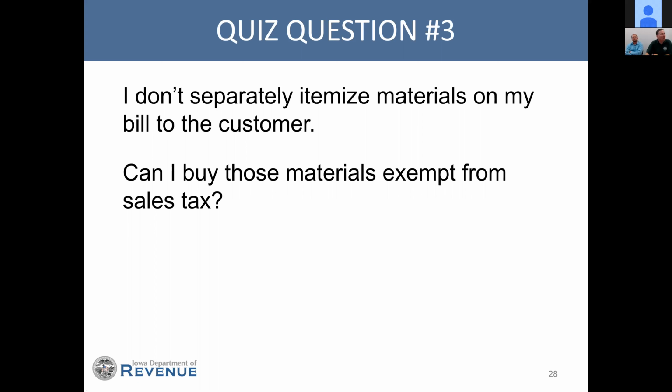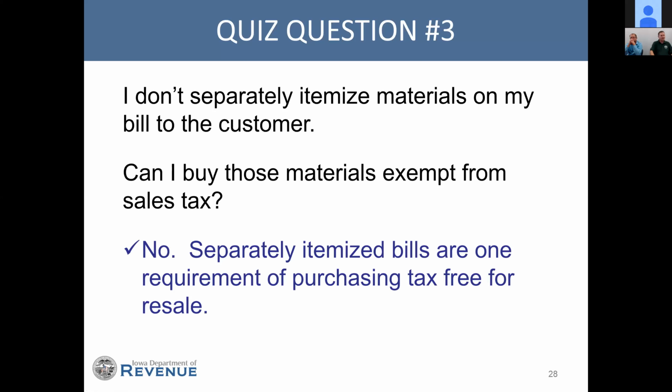Okay, I'm going to end the poll here. Looks like everybody's getting their answer in. So I will end the poll, and here are the results. Can I buy those materials exempt in this situation? I did not separately itemize them on my bill to the customer. In this case, no, you cannot. You have to separately itemize the bill on the invoice to the customer in order to buy the materials, again we're talking landscape materials, tax exempt. I gave the example a little bit ago about putting in 4 oak trees. It has to be spelled out like that.